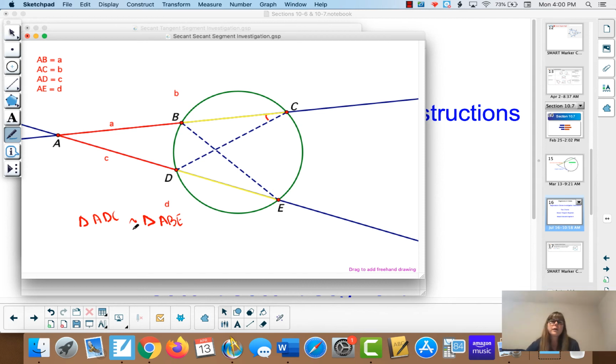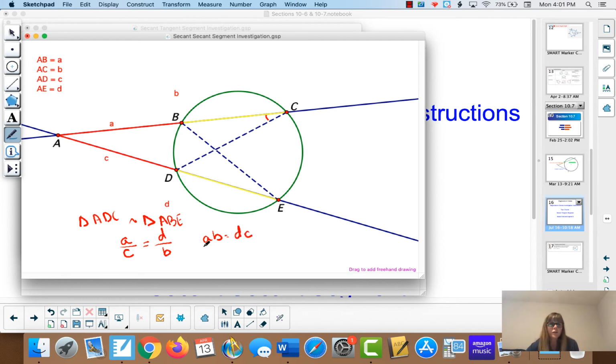So then we can say that AB from this triangle goes with AD from this triangle, so that's C, and AE from this triangle, which is D, goes with AC from this triangle, which is B. So when we cross multiply, we get A times B equals D times C.